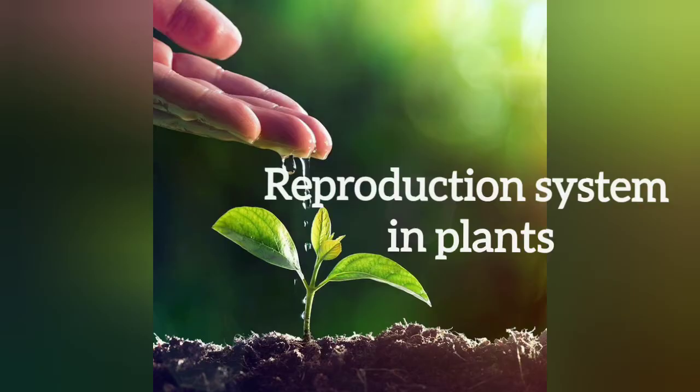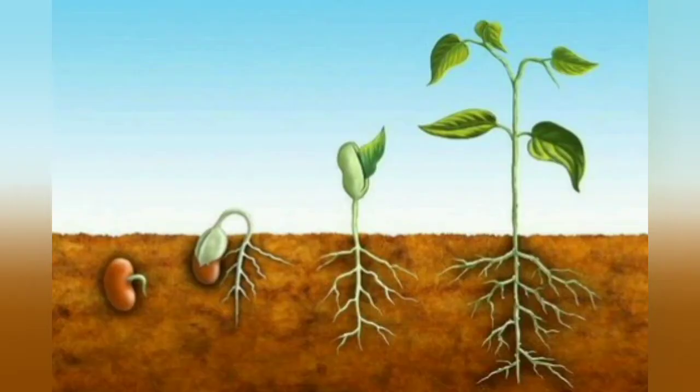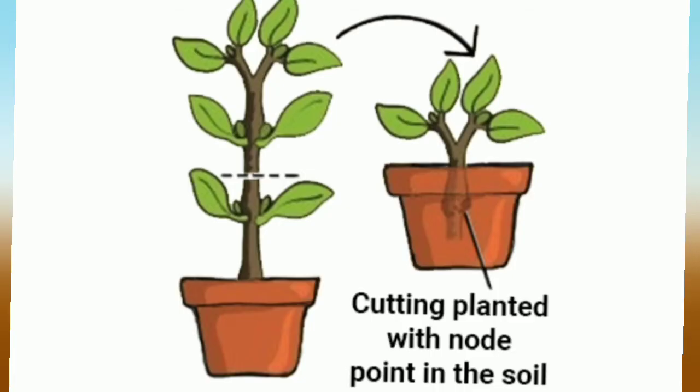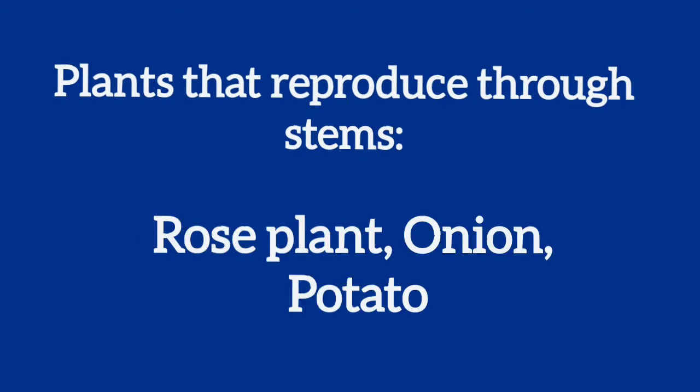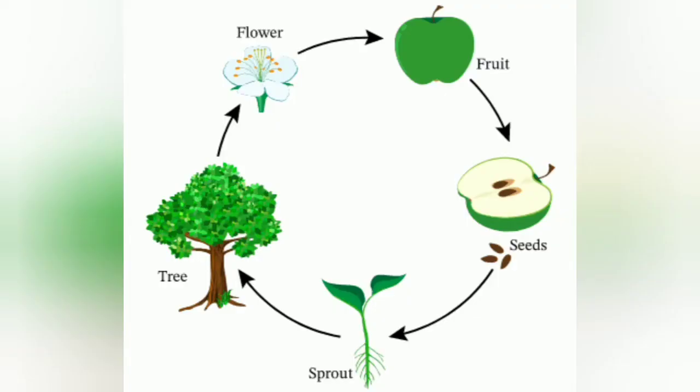Let's see the reproduction system in plants. Plants reproduce through seeds and stems. The plants that reproduce through seeds are soya beans, mangoes, tomato, etc. The plants that reproduce through stems are rose plant, onion, potato, etc. Seed is an important part of reproduction in plants. A life cycle of a plant producing seeds from a seed is given here.